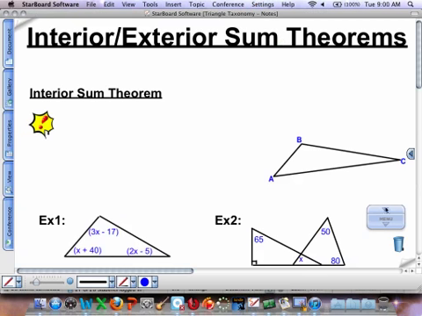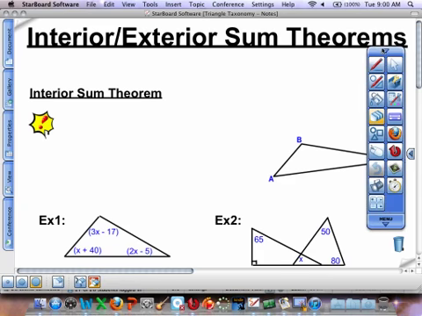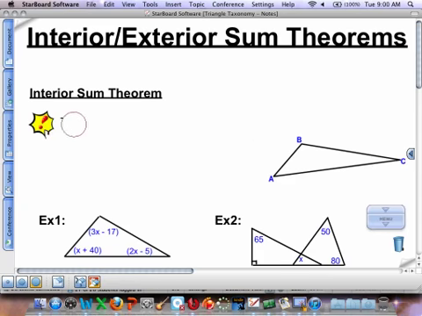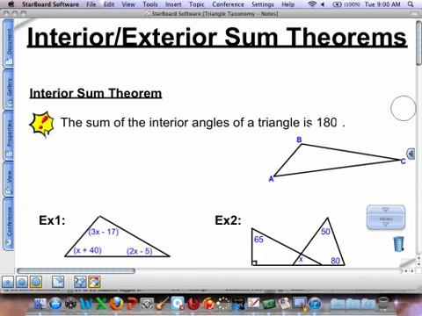All right, so in that activity you guys just did, again, big idea for today. The sum of the interior angles of a triangle is 180 degrees. Guys, you need to highlight that in your notes. That is the most important concept of this unit. The most important: the sum of the angles of a triangle is 180 degrees.